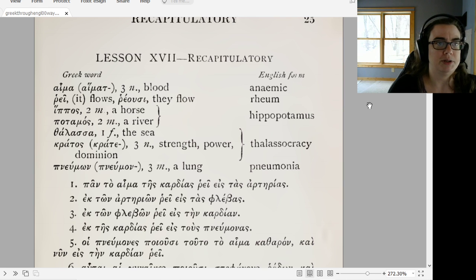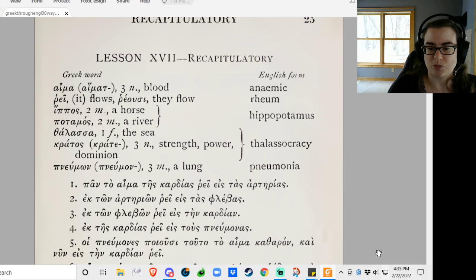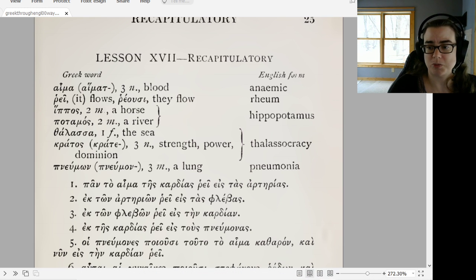Haima, blood. Hematology. I don't actually know if that's actually a word. I just made that up. It could be a word. Hemoglobin is definitely a word that has to do with the blood. Hematology. That's the study of blood? Hematite, the stone, the bloodstone. Yeah, okay, it is. I didn't make up that word. Good job, me. Anyway, this is where we get it from. Also, anemic.